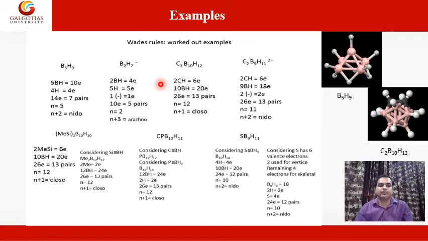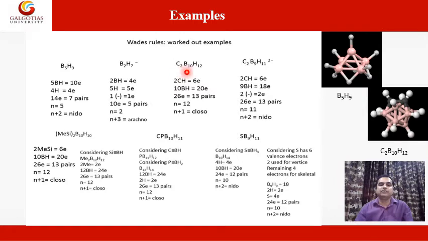As in the case of Wade's rules, we have discussed that for each CH unit we have to take 3 electrons. That's why we can say here 2 CH units are there. So for 2 CH, we have taken 6 electrons, because 2 into 3 is equal to 6 electrons. Similarly, here we have 10 BH units. For each BH unit, we have taken the value 2. That's why for 10 BH units, we have taken 20 electrons. Total number of electrons is equal to 26. It means 13 pairs.